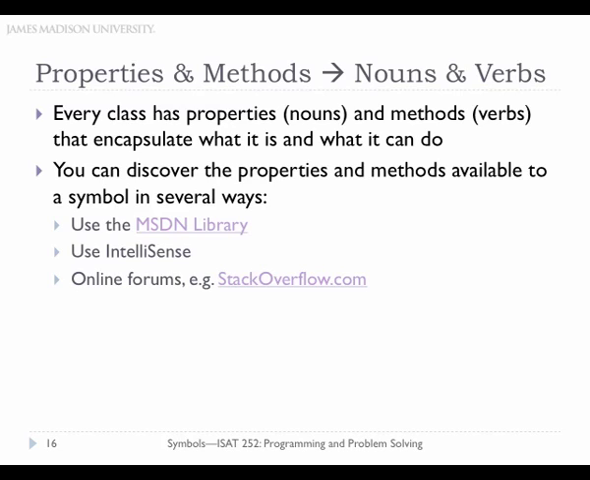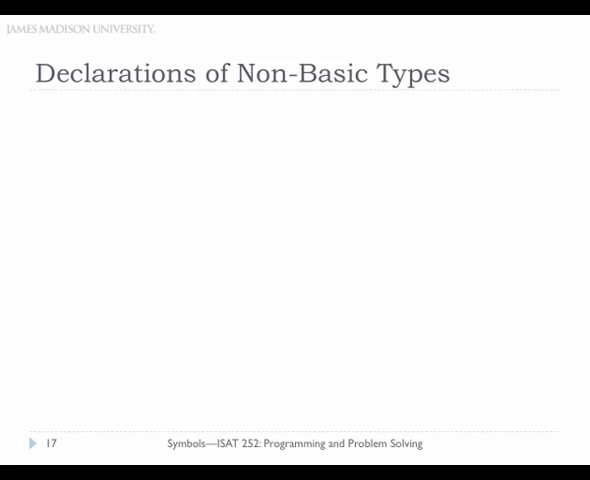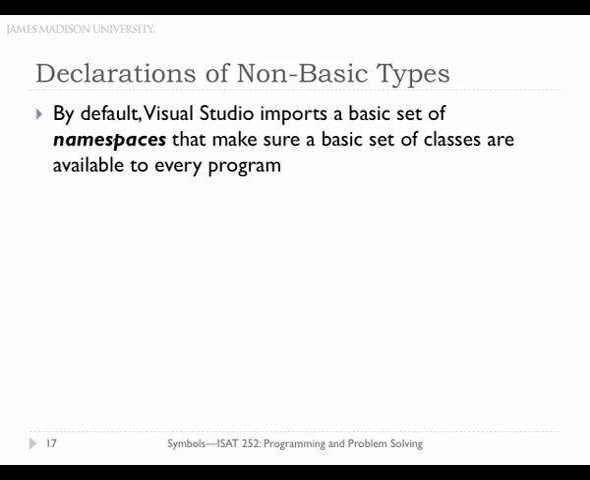Finally, there are online forums, places like stackoverflow.com. Sometimes in Stack Overflow you can discover hidden or less known properties and methods, things that are maybe not documented so well in the MSDN library. So let's look at how you declare variables that are of non-basic types.